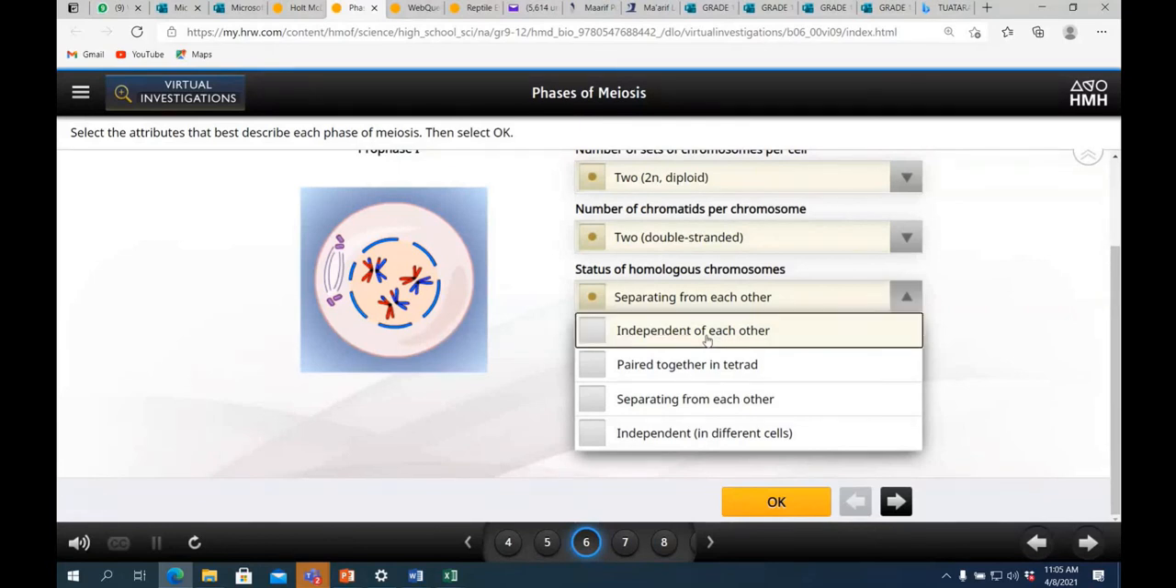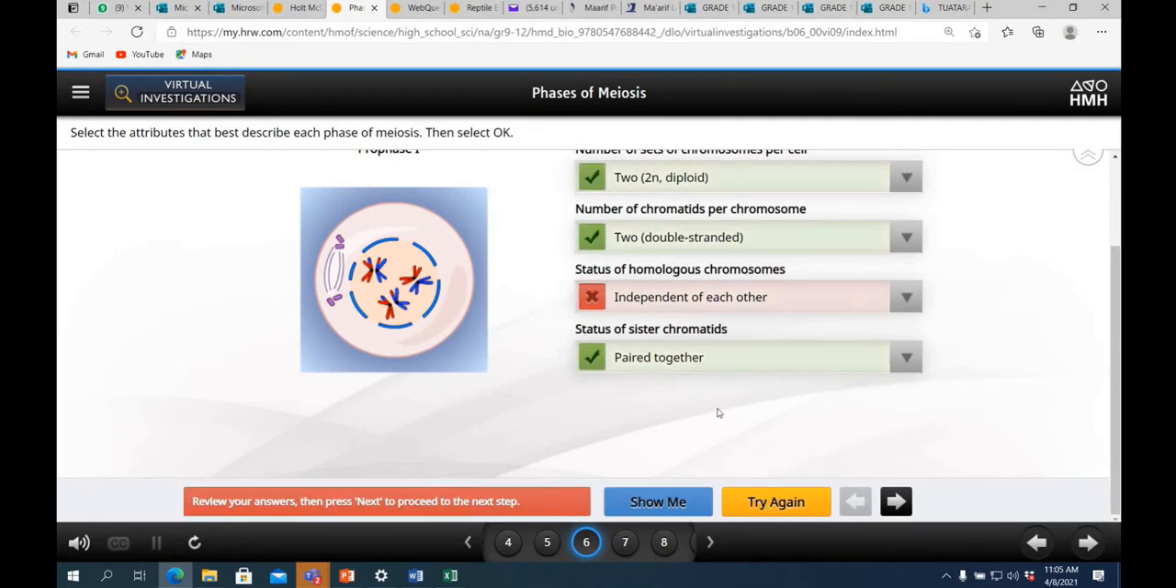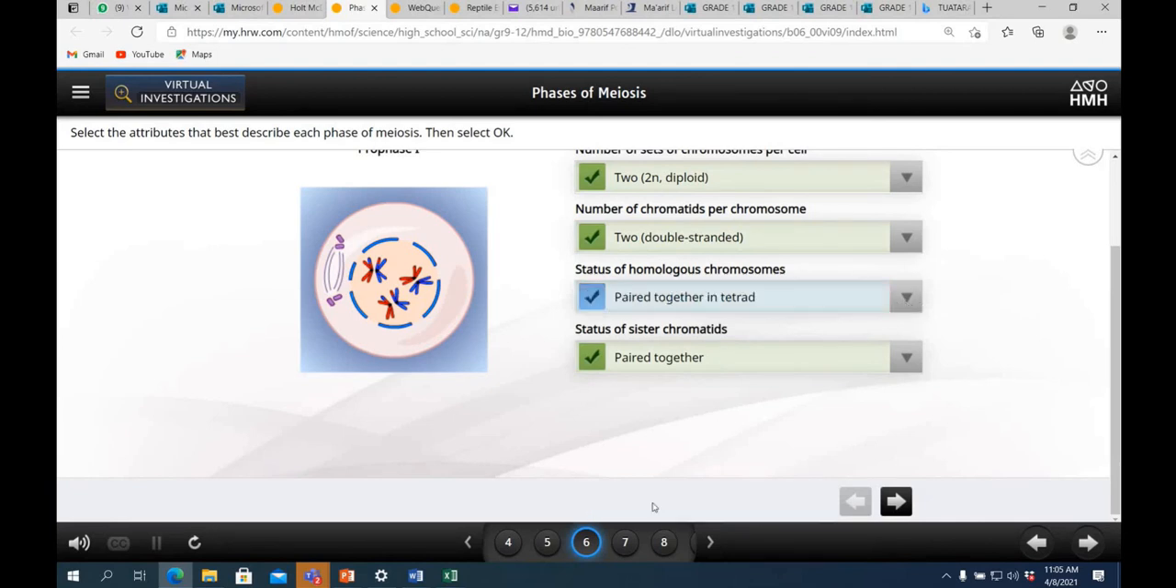Okay, so let's click independent of each other. Now let's check if our answers are correct. Bismillah. Oops, this is the wrong answer, independent of each other. Then what is the right answer? Show me. Paired together in tetrad.